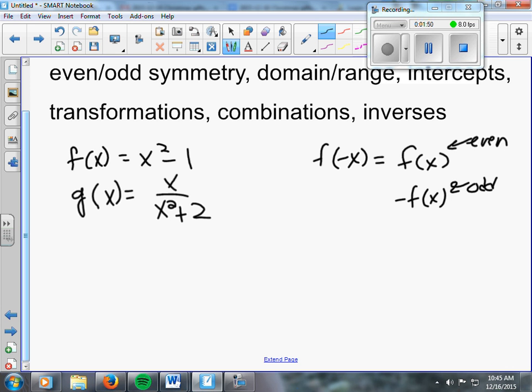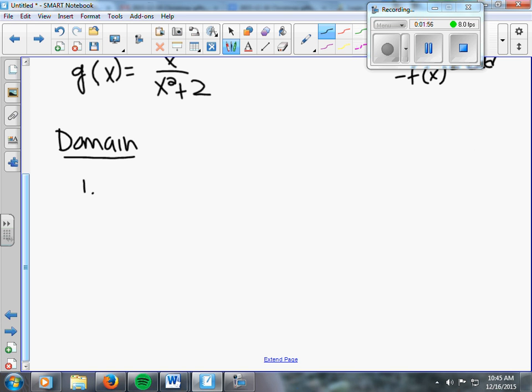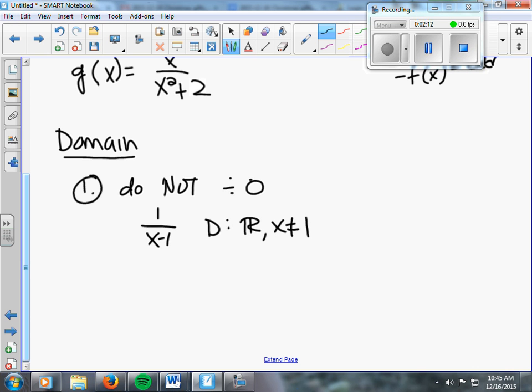Okay, domain and range. For domain, there are 3 rules, and I am going to take the time to write those down. One is do not divide by 0, and these are all do nots. Everybody else is okay. Do not divide by 0. So, for example, 1 over x minus 1 has a domain of all reals other than x equal to 1, because that would make you divide by 0.